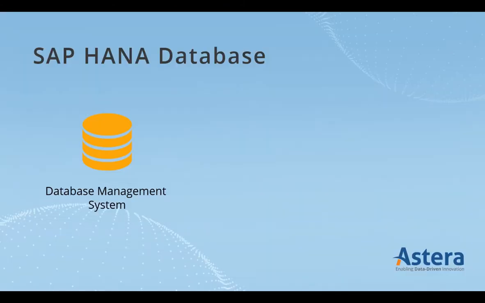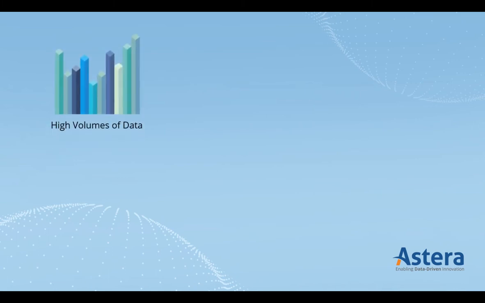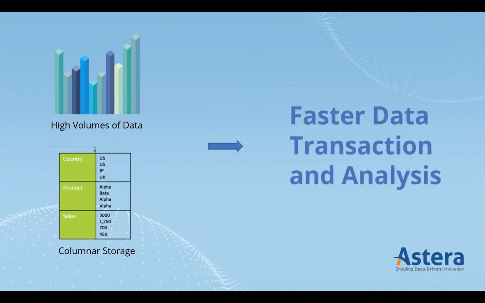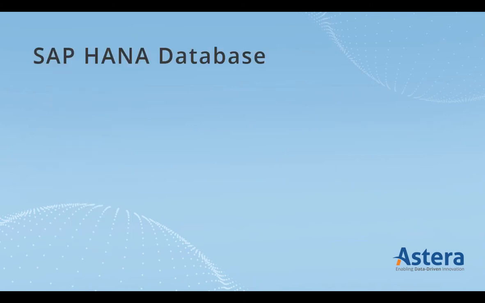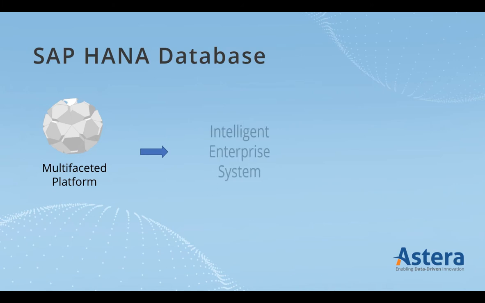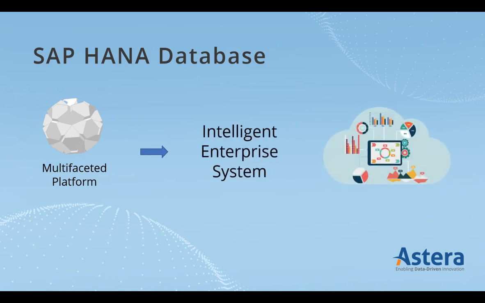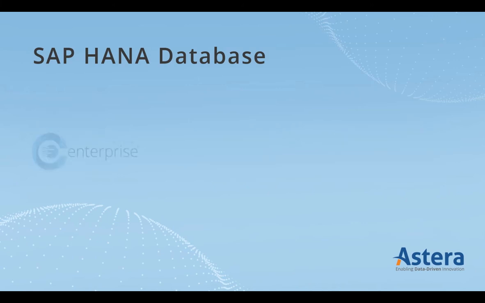SAP HANA is a database management system used to store data and make it accessible through specified applications. It enables analysts to process high volumes of data in real time and store data in a columnar format, helping in faster data transactions and analysis. SAP HANA is recognized as a multifaceted platform that builds up an intelligent enterprise system with its advanced analytics capabilities.